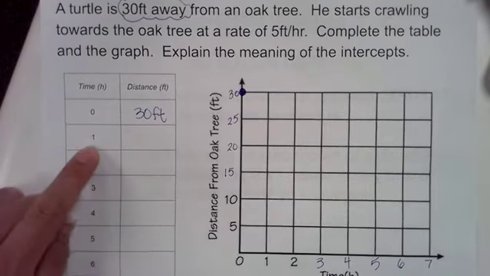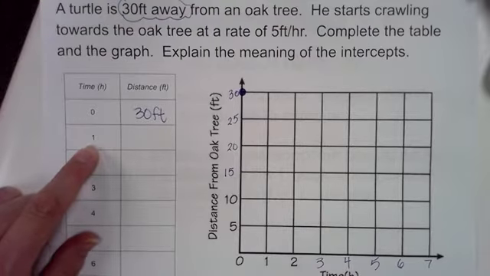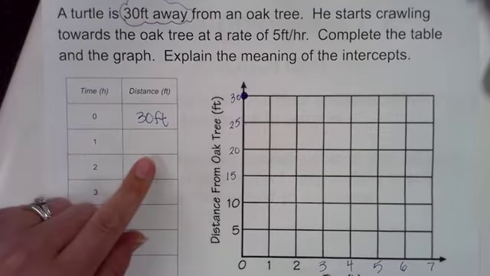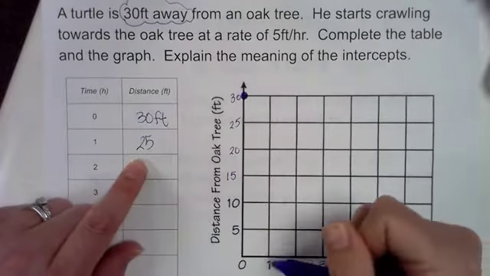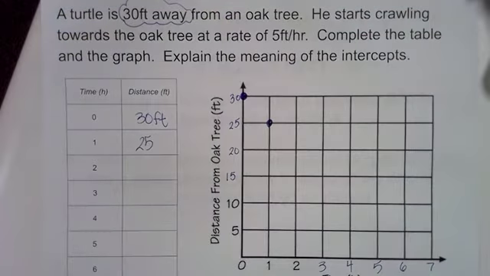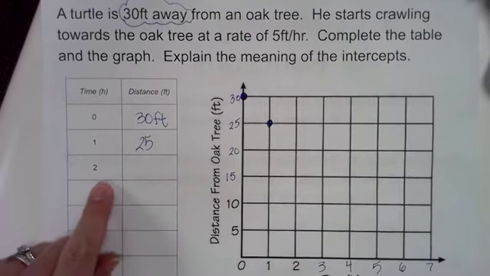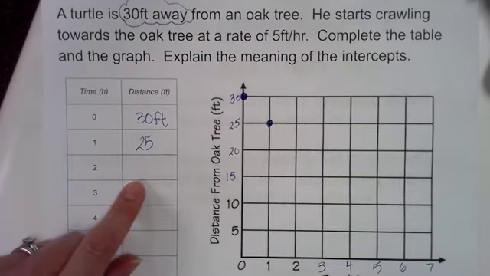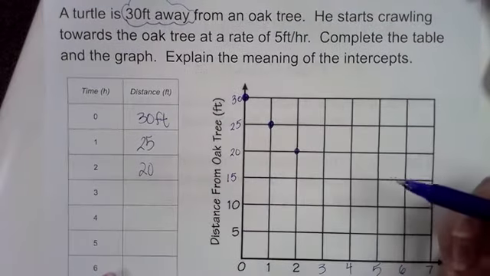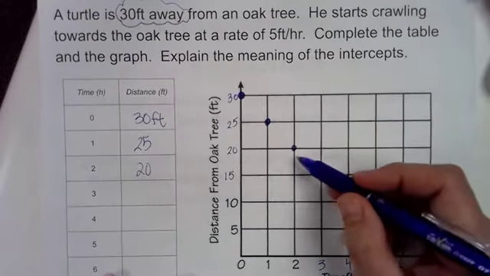So if he went 1 hour, how far did he go? He went 5 feet. So how far away is he from the oak tree now? 25 feet. Very good. So 1 hour he's now 25 feet away from the oak tree. All right, but then let's say he goes another hour. He went another 5 feet. So how far is he from the oak tree now? 20 feet. Hey, are we noticing a pattern? What's our pattern here? He's going down by 5.